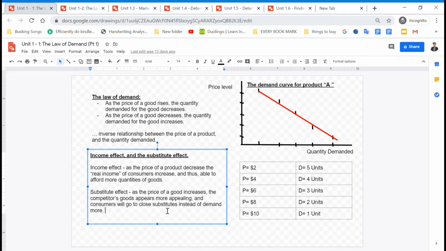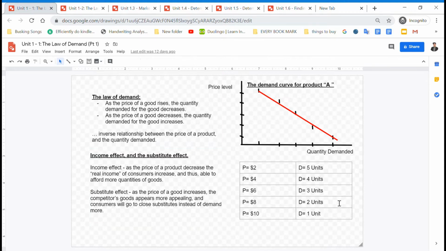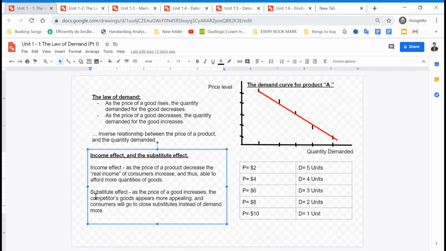The income effect basically states that as the price of a good decreases, the real income, which means the ability for consumers to spend money, increases. So they are able to buy more with the money they have, and thus able to afford more quantities of a good. So as the price of a good decreases, consumers with the existing money they have are able to afford more of the good. Therefore, because they're able to afford more of the good, they demand more of it. And that's the first reason why quantity demanded increases as prices go down, or decreases as prices go up.